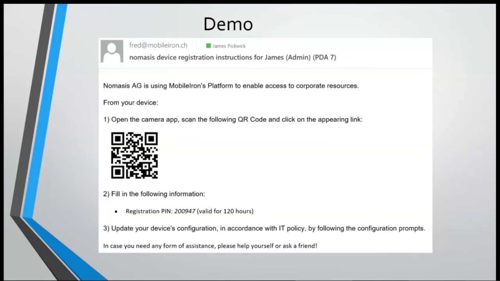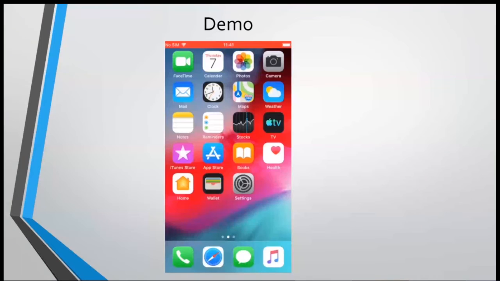So let's go to the demonstration. I think it's better than me just explaining it. Let's see here. I received my mail to register a device. Maybe I was in ServiceNow. I ordered mobile services for my iOS device. I received this email here. And here we go for the demonstration.